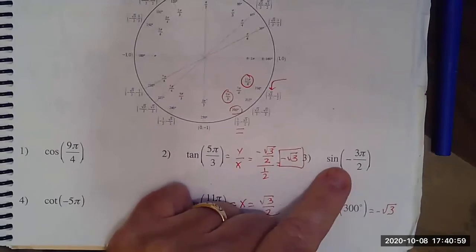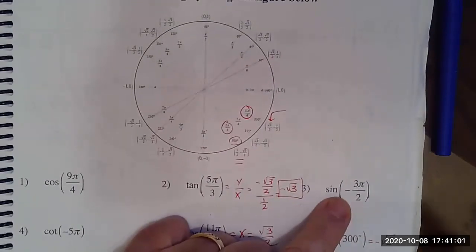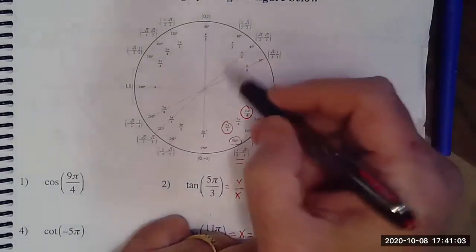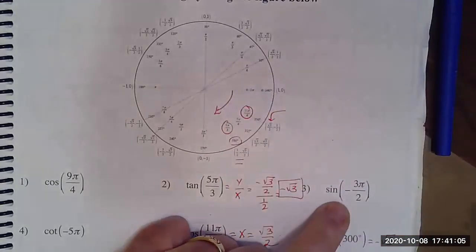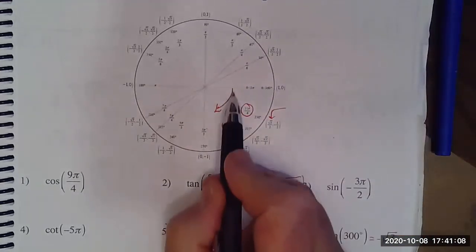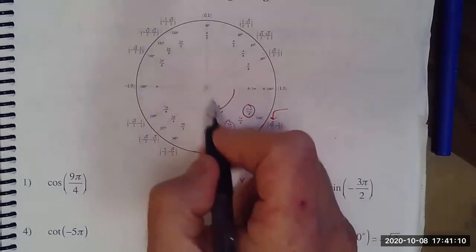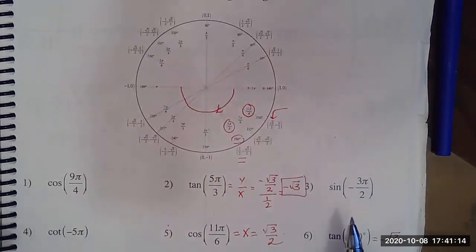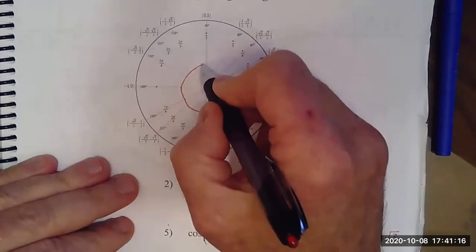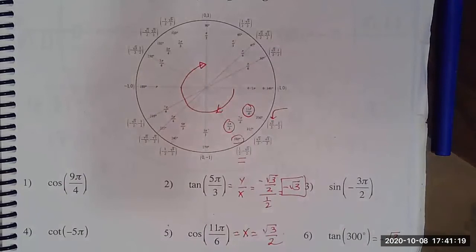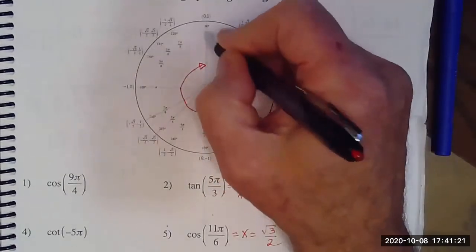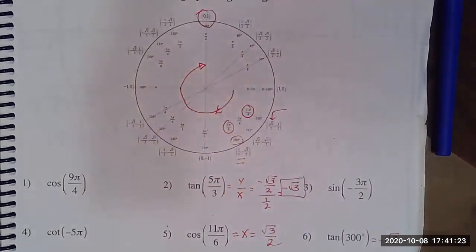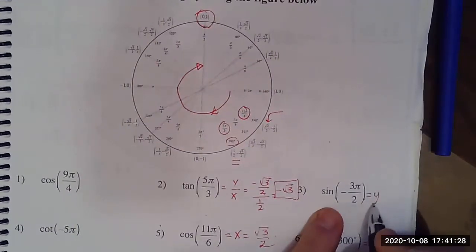Let's do this one. Okay, negative 3 pi over 2. What I need to do is go in this direction right here because it's negative. So here's pi over 2, negative pi, or negative 2 pi over 2, and negative 3 pi over 2 gets me right there at that terminal side. So I'm right here at that ordered pair and I'm looking for the y, which is 1.